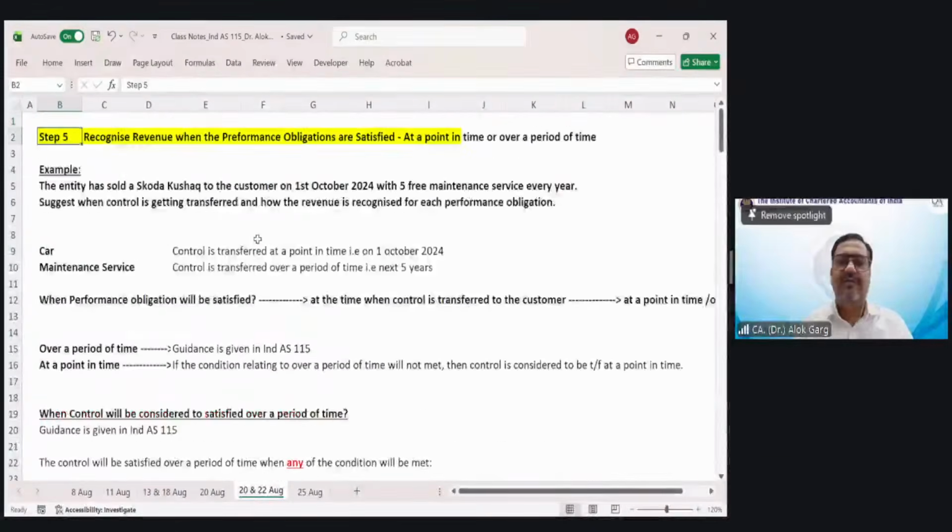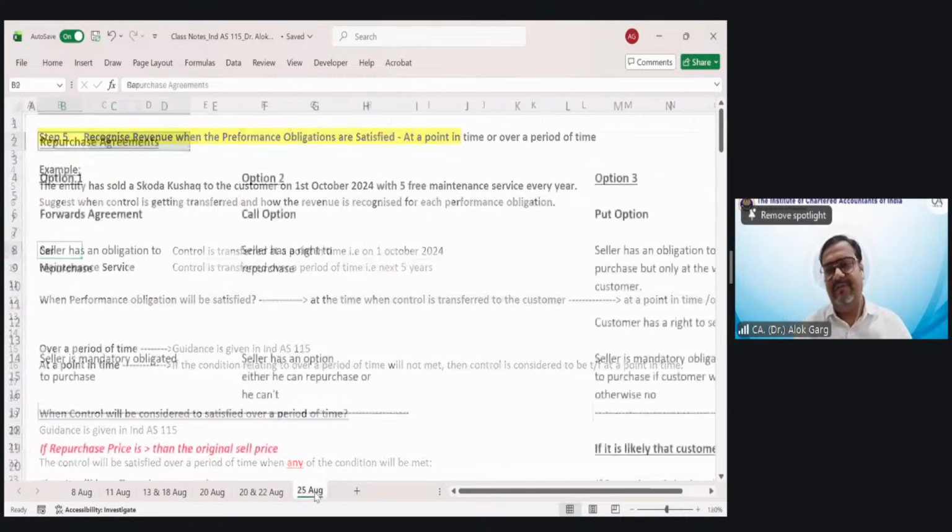Tell me yes or no. Today I have revised this entire concept. Have you understood it? Very good.